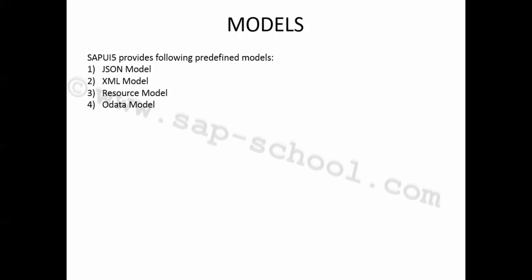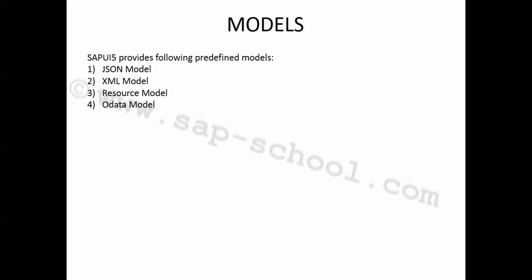The JSON model, XML model, and the resource model are the client-side models, meaning that the model data is loaded completely and is available on the client. So the operations such as the sorting and the filtering are executed on the client without the further server request. The OData model, however, is a server-side model and only loads the data requested by the user interface from the server. And any changes in the data binding or the list operations require a new request to the server.